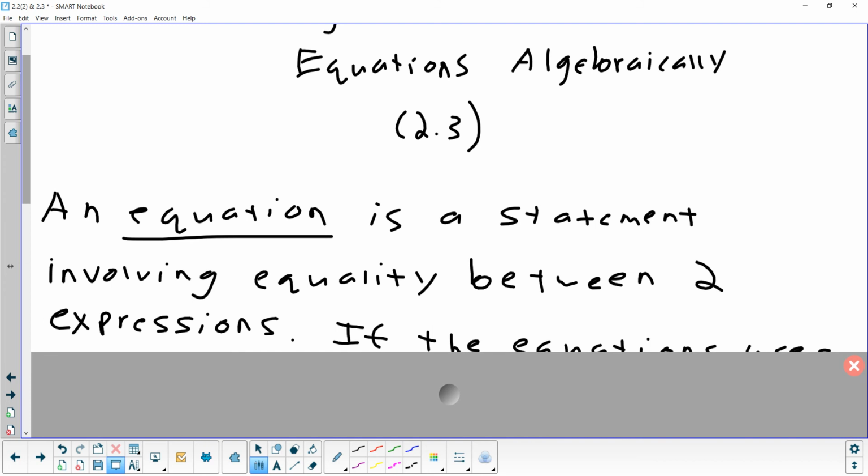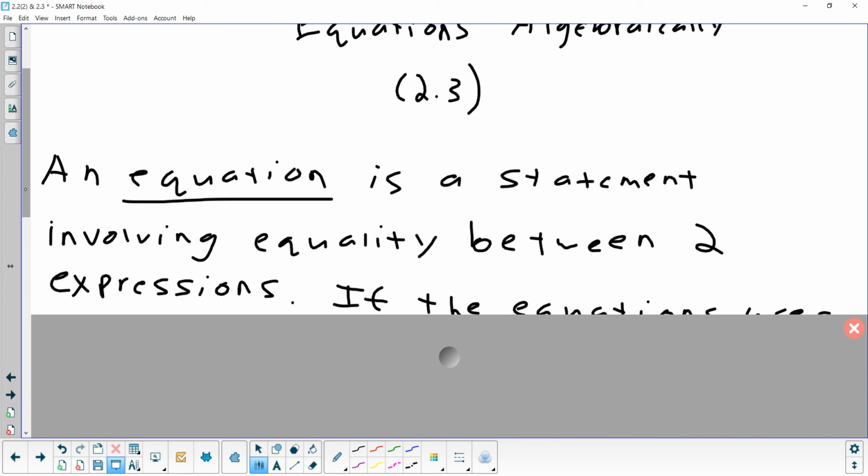So remember, when they ask you to solve an equation, basically an equation is when you put an equal sign between two expressions. So you have an equal sign in the middle, something on the left, and then another expression on the right.